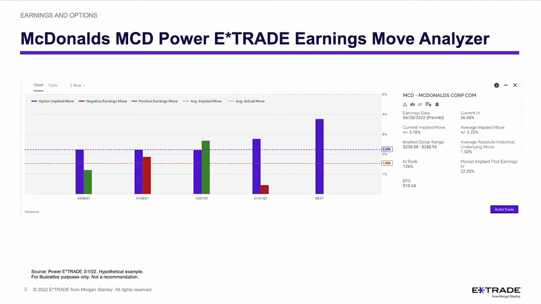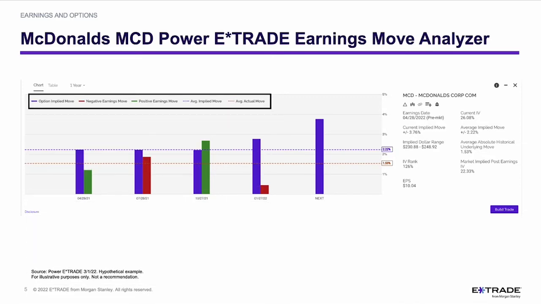So we have a tool in Power E-Trade which is called the Earnings Move Analyzer, and it's a really great tool for the options trader. It lets us go back in time and take a look a year ago or all the way out to 3 years to take a look at what the options market has done around earnings season. So let's go ahead and do a quick analysis of it.